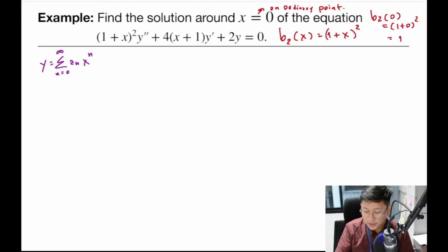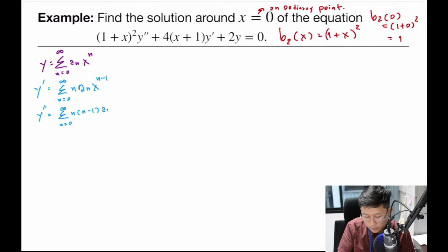And then again, guys, we write down y prime, which is summation n from 0 to infinity n a_n x to the n minus 1. And y double prime would be the sum n from 0 to infinity n(n minus 1) a_n x to the n minus 2. So we can write down y prime and y double prime, and then we substitute y prime and y double prime in this equation.